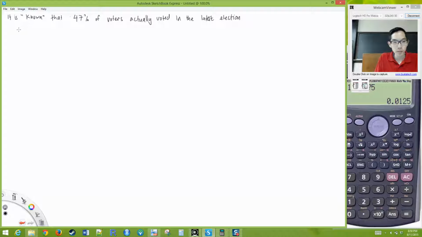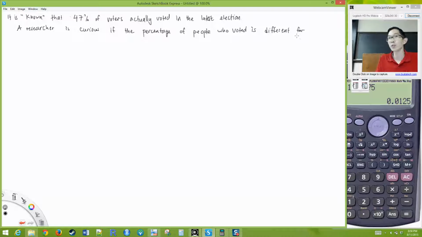And a researcher is curious if the percentage of people who voted is different for people studying political science. Okay, so is it different for those studying political science? Okay, so notice that it says different. We're not asking, is it greater than 40% or is it less than 40%? We're just asking, is it different, okay?